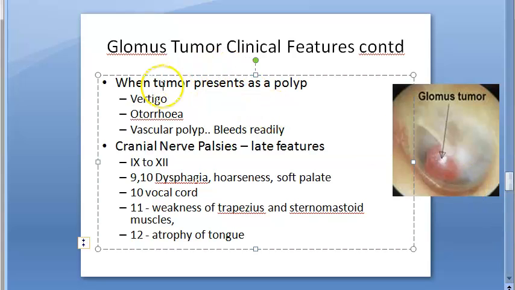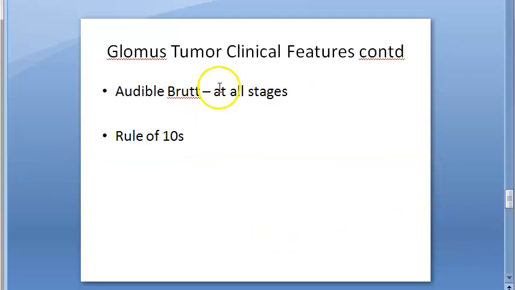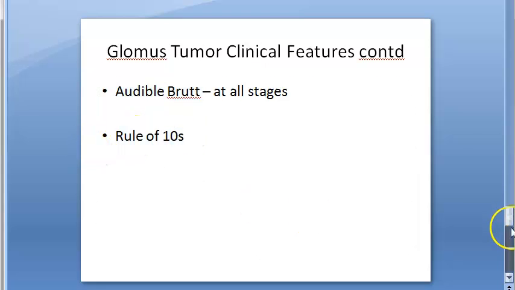Coming to the clinical features, when the tumor presents as polyp, there will be vertigo, otorrhea, vascular polyp, that's how it looks, it bleeds readily. All the cranial nerves are affected, 9, 10, 11, 12. That is late sign. Audible bruit you can hear at all stages when you keep the stethoscope on the mastoid and auscultate. Rule of 10.